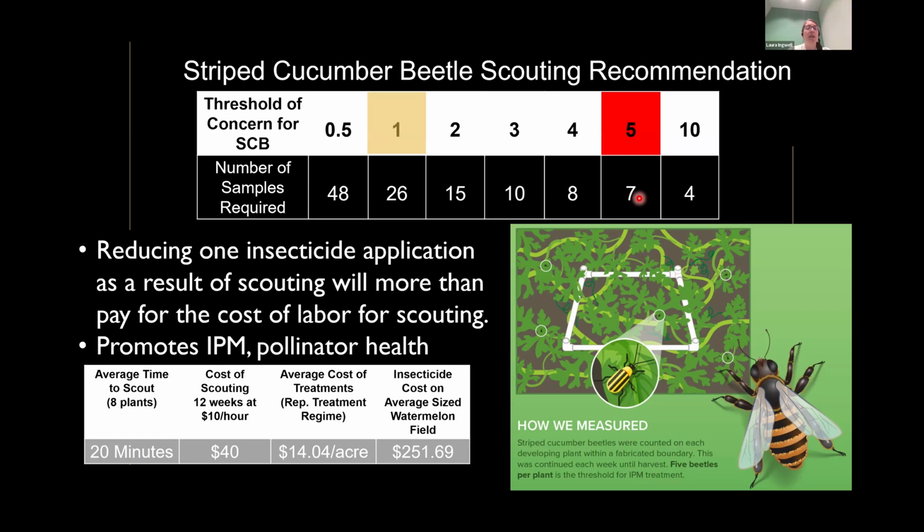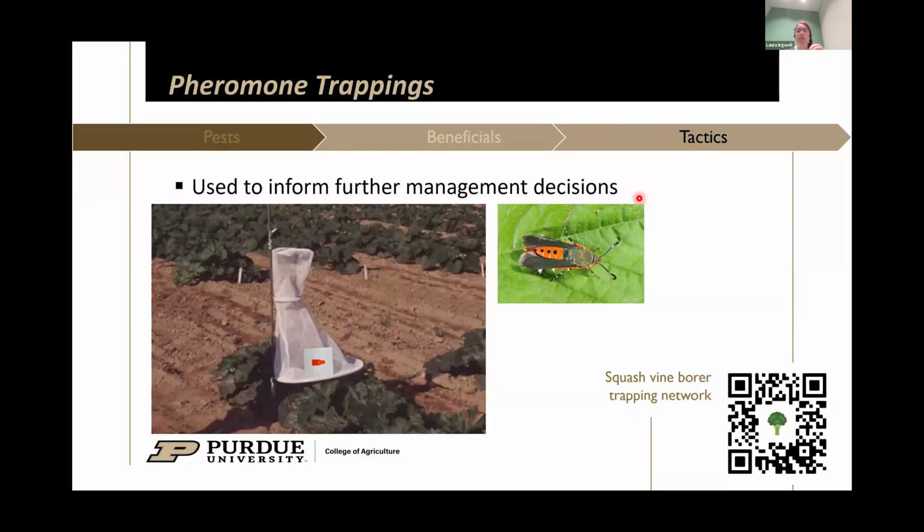And if you reduce your insecticide applications by just one, you cover the cost for a scout to go in your field and be monitoring and checking for that threshold. And so it's very feasible. Highly recommend scouting for cucumber beetles. Squash vine borer is sort of intermittent.